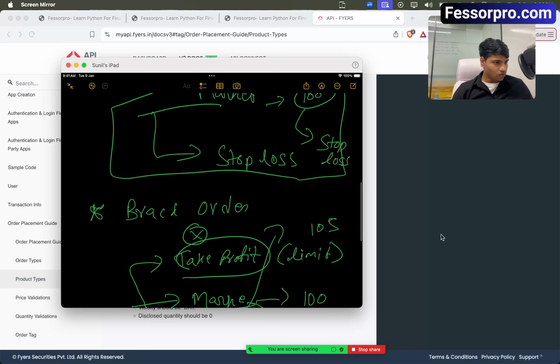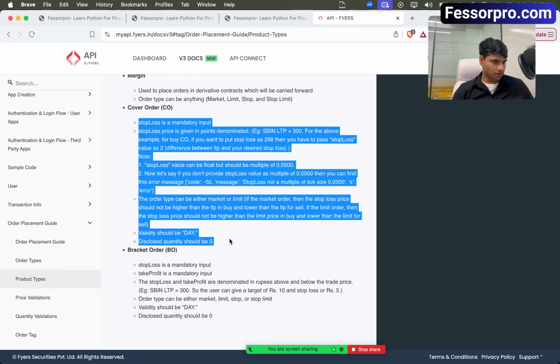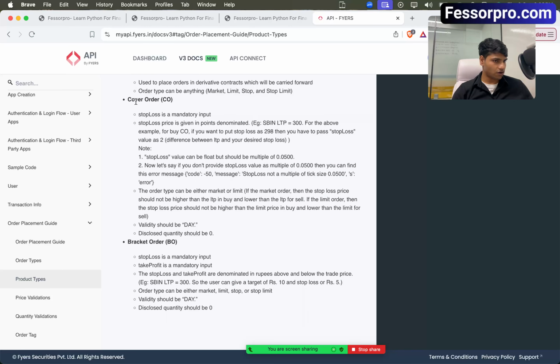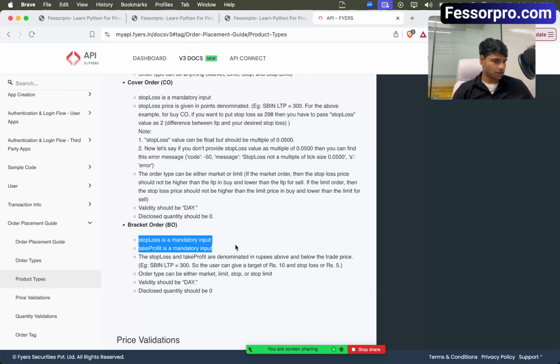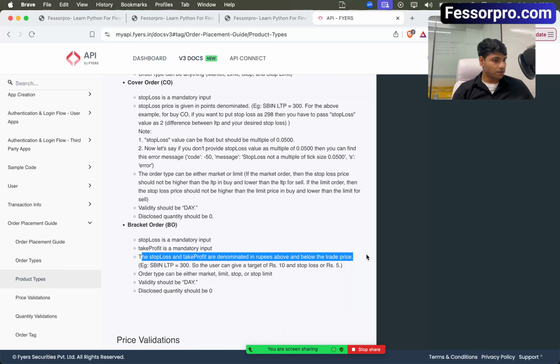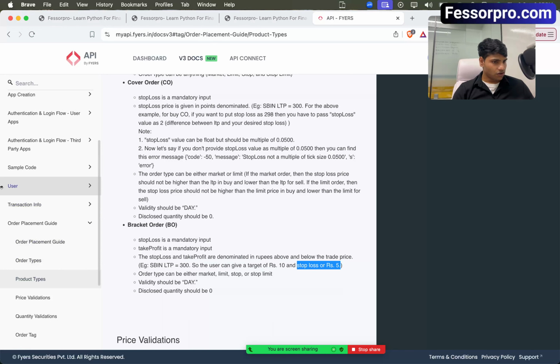Okay, so there are a few rules you need to remember when you are placing a bracket order. For cover order also these are the rules, for bracket also these are the rules. I'll just read the rules. Stop loss is mandatory, take profit is mandatory. The stop loss and take profit are denominated in rupees above and below the trade price. Let's say the SBI LTP is 300. So the user can give a target of 10 rupees and a stop loss of 5. So you have to give the difference. So the take profit will be 10 and the stop loss will be 5.